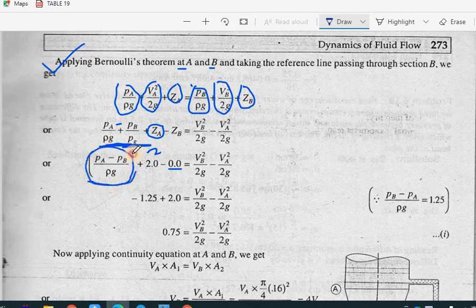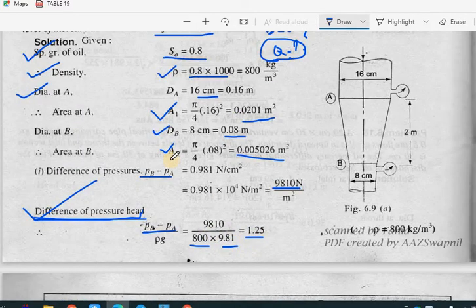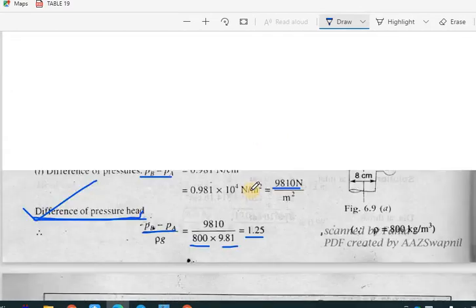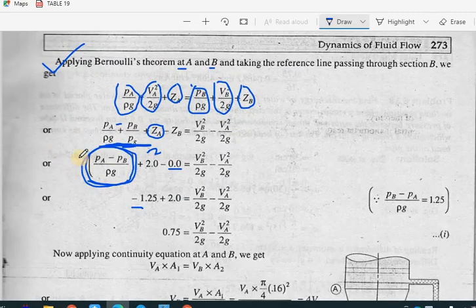So this is the difference of pressure head. The difference of pressure head is coming out to be 1.25, but we are taking PA minus PB, that is why we are taking it as minus. So minus 1.25. Over here it was PB minus PA, that is why we took it positive, but in this case it is PA minus PB, so we have to take it as minus. So minus 1.25 plus 2 equals VB square by 2g minus VA square by 2g. So 2 minus 1.25 will give you 0.75. We are left with VB square by 2g minus VA square by 2g.